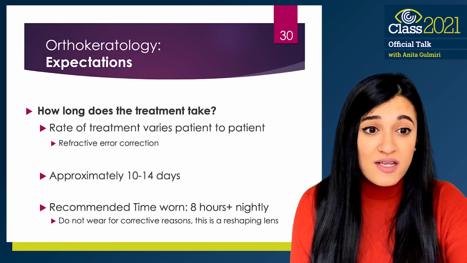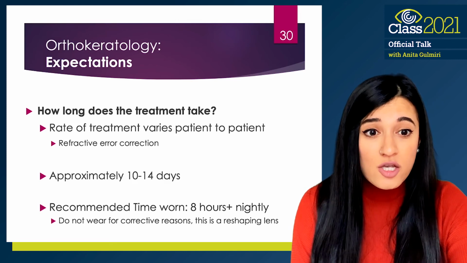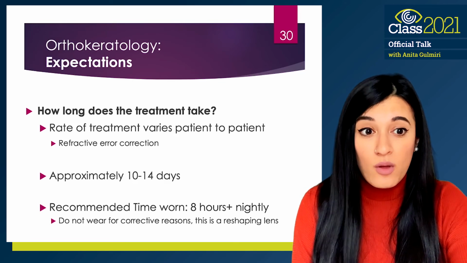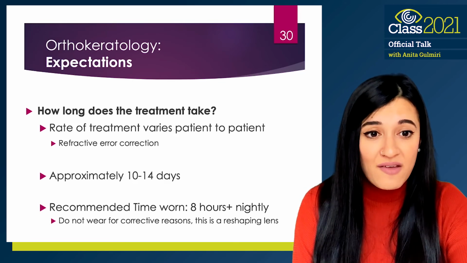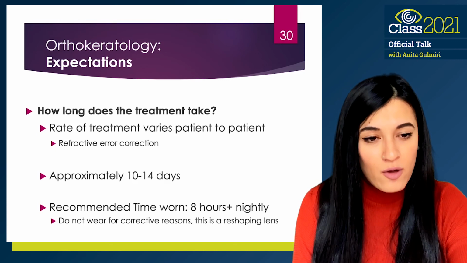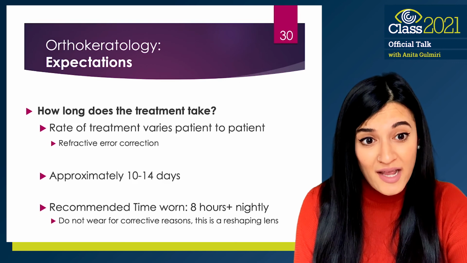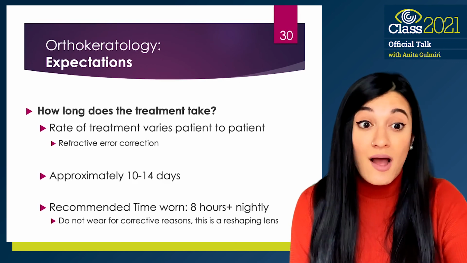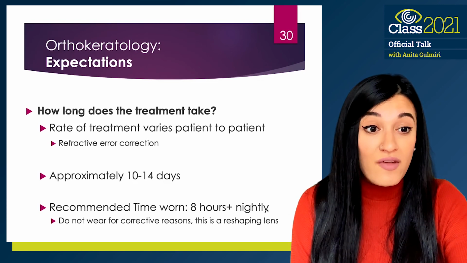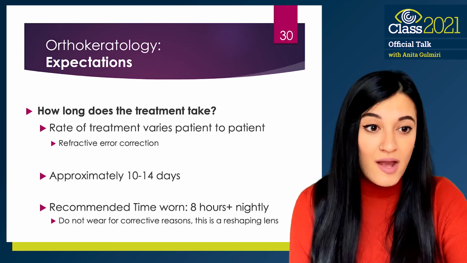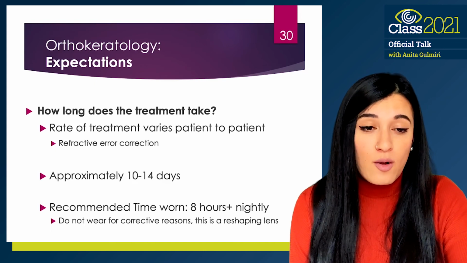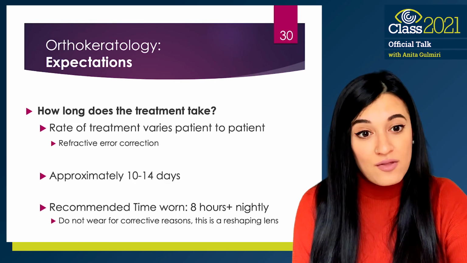Managing expectations is a key part of fitting ortho-K. So keep in mind that when you're discussing these with the patients, the rate of treatment will vary from patient to patient. So always give a big range. For lower myopes, it of course takes much less time than higher myopes. So on average, I say about 10 to 14 days. If the patient is a higher myope, I'll say up to 30 days or more. Most patients on a consistent schedule of 8 plus hours of nightly wear of ortho-K will show proper target vision that will maintain throughout the day.